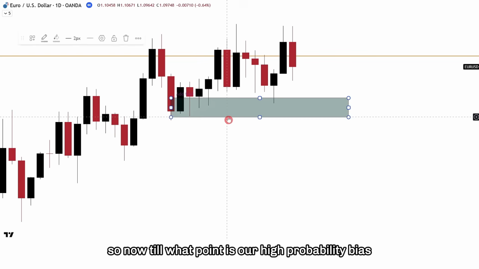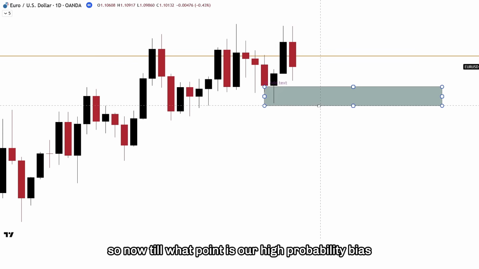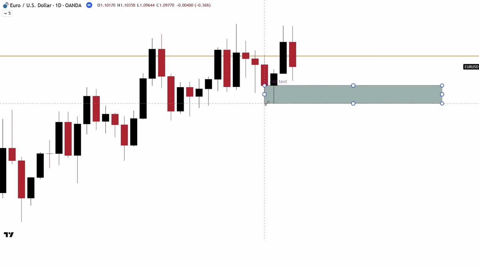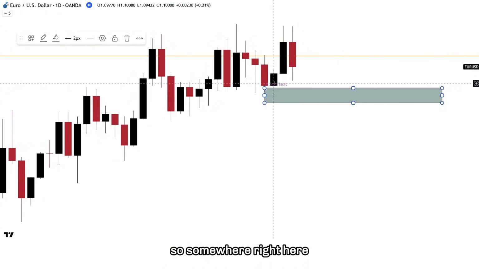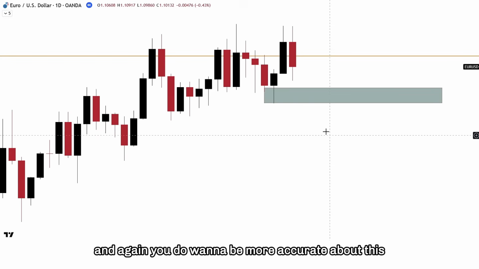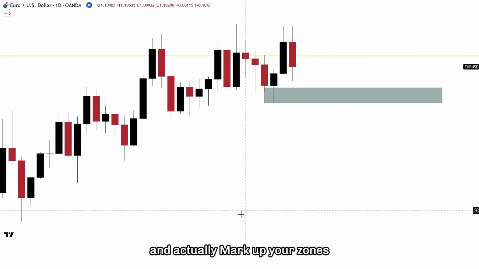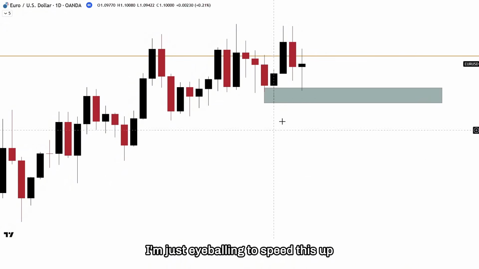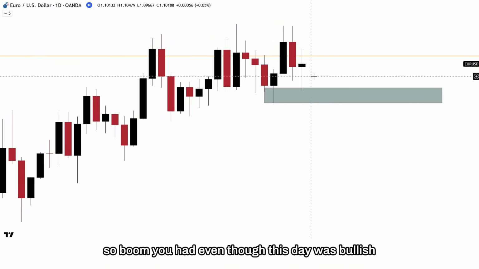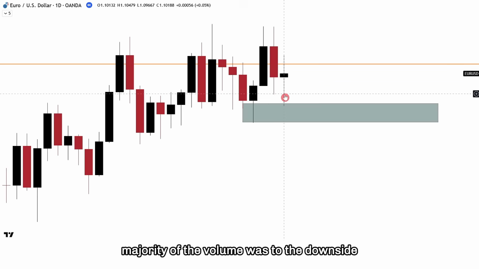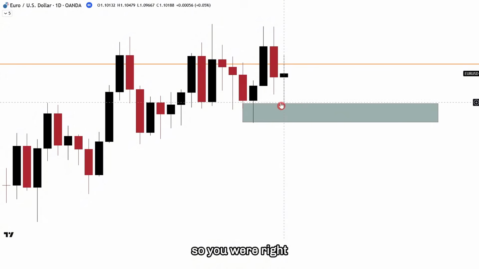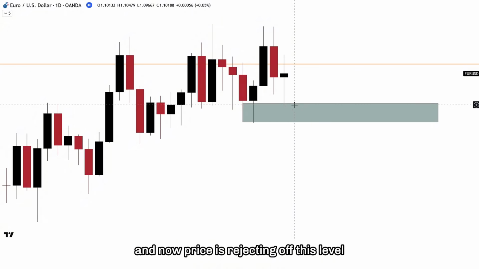So now to what point is our high probability bias? All the way to the bottom quarter. So somewhere right here. And again, you do want to be more accurate about this, so I would advise you to pull out your fib and actually mark up your zones. I'm just eyeballing to speed this up. So boom, even though this day was bullish, the majority of the volume was to the downside. So you were right. And now price is rejecting off this level.